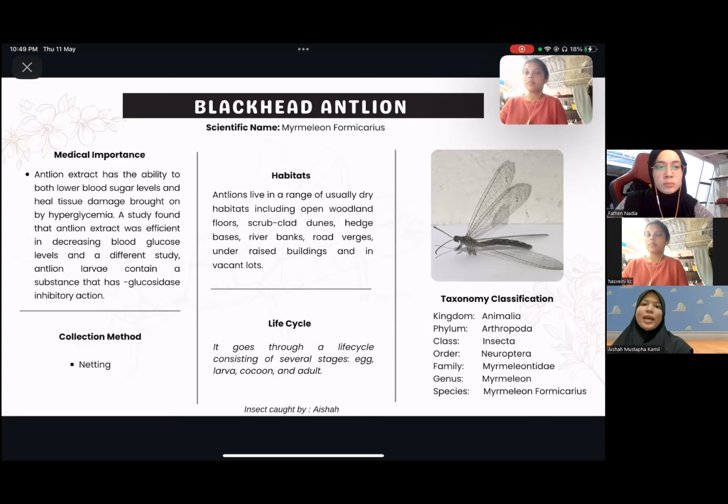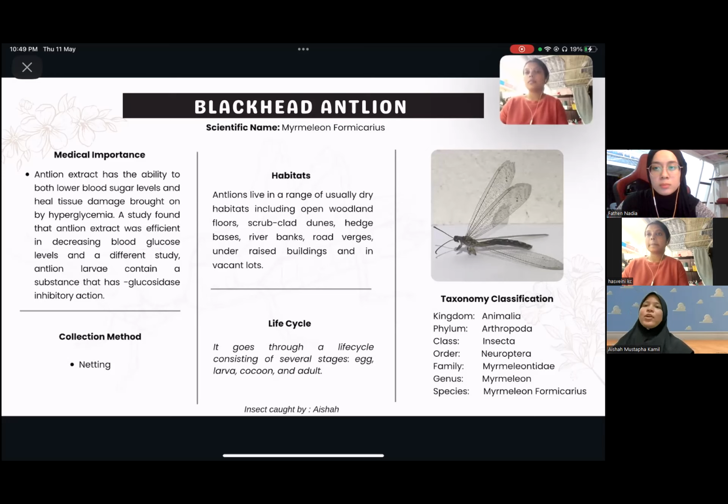A study found that antlion extract was efficient in decreasing blood glucose levels, and a different study shows that antlion larvae contain a substance that has glucosidase inhibitory action. The collection method is netting. Antlions live in a range of usually dry habitats, including open woodland floors, scrub, sand dunes, hedge spaces, river banks, road verges, under raised buildings, and in vacant lots.